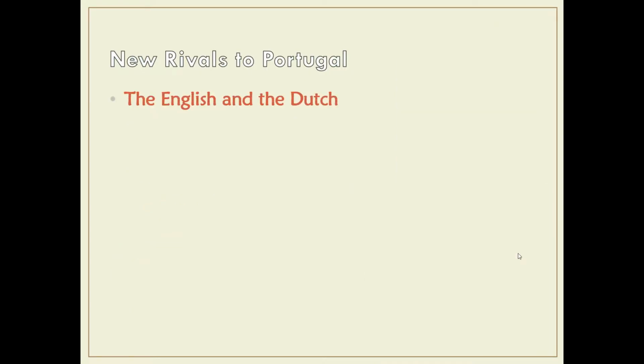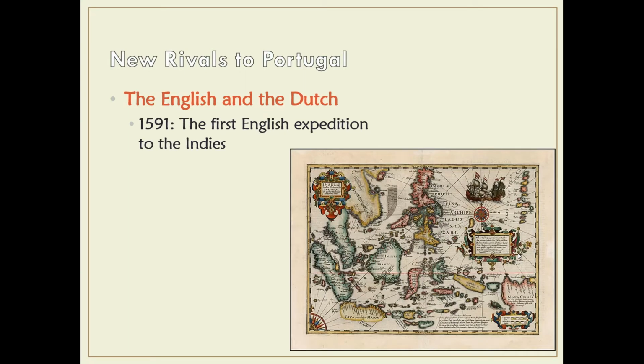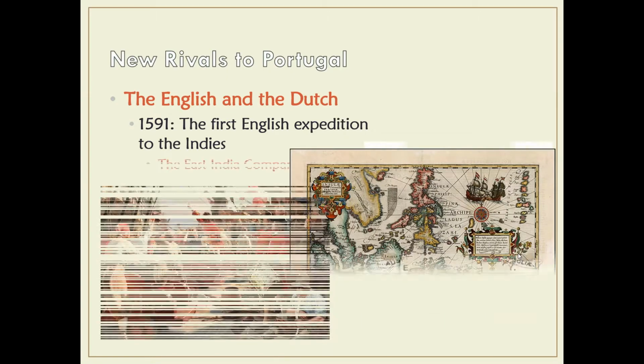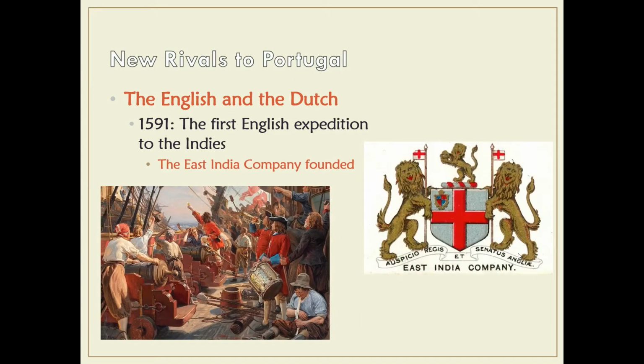And outside of the Spanish, you have also the English and Dutch as new rivals. The English and Dutch get a late start because of continued warfare, especially with both the English and Dutch splitting away from the Catholic Church. So you have them dealing with the Reformation. But really, by 1591 is the first English expedition to the Indies. And this is where you have the East India Company founded.